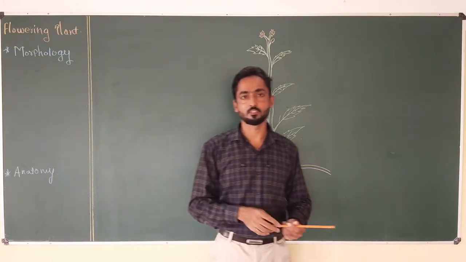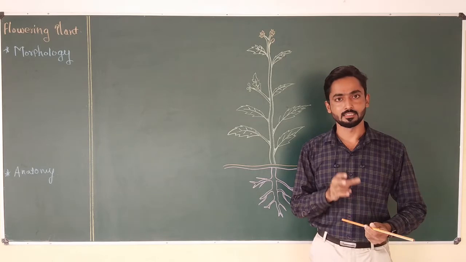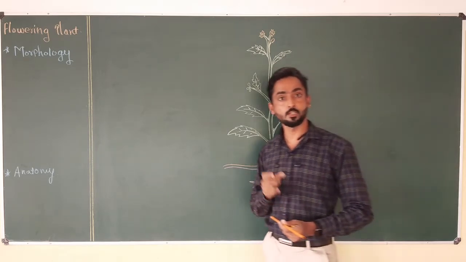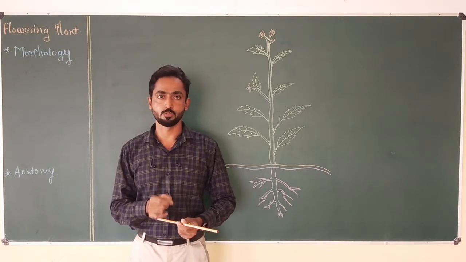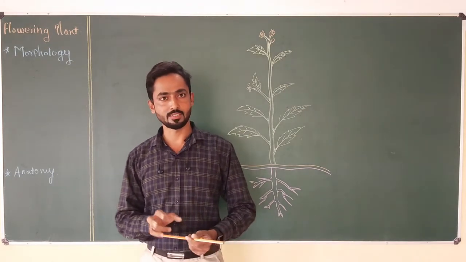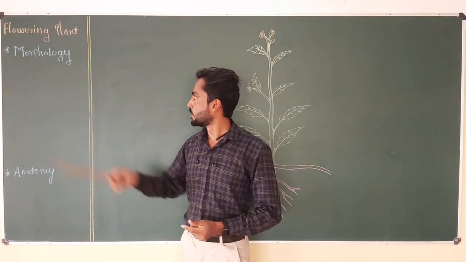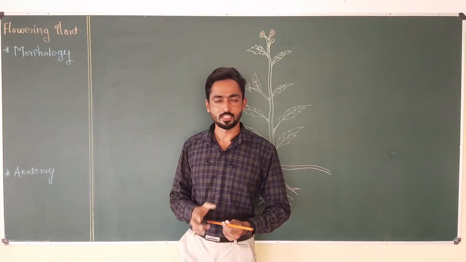Generally, more than 3 lakh species of flowering plants are present on planet Earth, and they are advanced because they have the ability to produce a specialized organ for sexual reproduction, which is nothing but the flower. In this series of videos, I am going to discuss in detail the morphology and anatomy of the flowering plant. What is morphology?